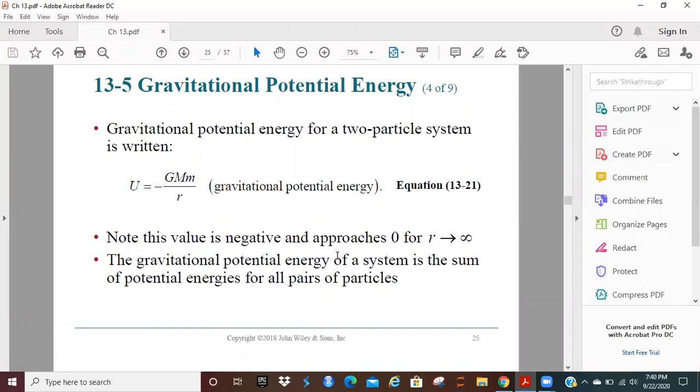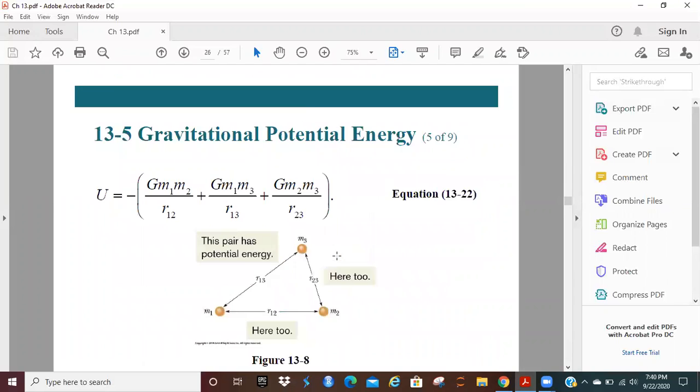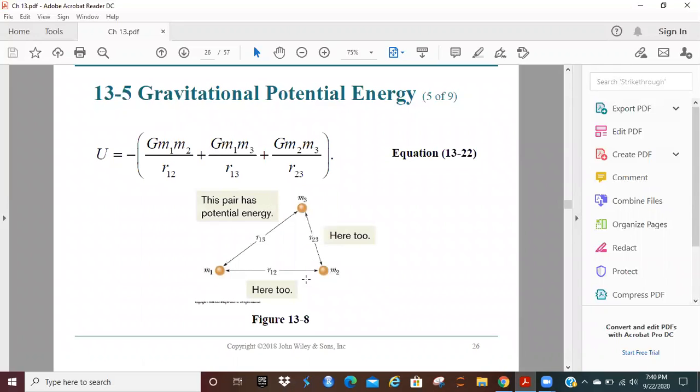Gravitational potential energy for a two-particle system is U equals minus G big M little m over r. That value is negative and approaches zero as r runs to infinity. The gravitational potential energy of a system is the sum of the potential energies for all the pairs of particles. So if you've got particle 1, particle 2, and particle 3, and you want to sum together all of the potential energy, then you have to take it between each of those pairs of particles.